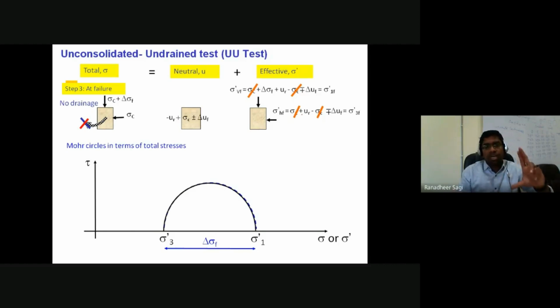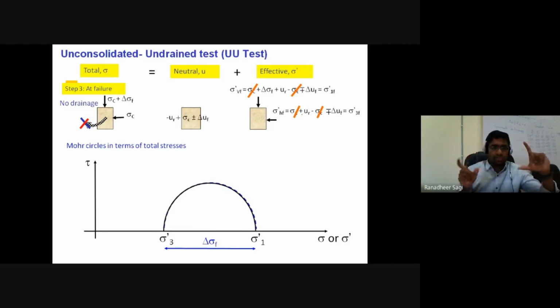Okay, let's say I have got 3 samples. Sample 1 is subjected to a confining pressure of 0.5 kilopascal. Sample 2 is subjected to a confining pressure of 1 kilopascal. Soil sample 3 is subjected to a confining pressure of, let's say, 1.5 kilopascal.